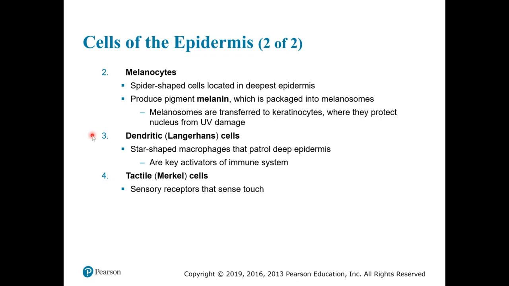Then we have our skin's own security detail, the dendritic or Langerhans cells. And once again, here we go with a name change. It's been called Langerhans cells forever, as long as I can remember anyway. And then in the last year or so, they want to change it to dendritic cells. Either way, they're macrophages, which only get a special name because of where they're located, in the deep layer of the epidermis. And they're on patrol, literally, looking for things that don't belong, the usual suspects. If they find something, they can phagocytize it and activate the immune system by sounding the alarm.